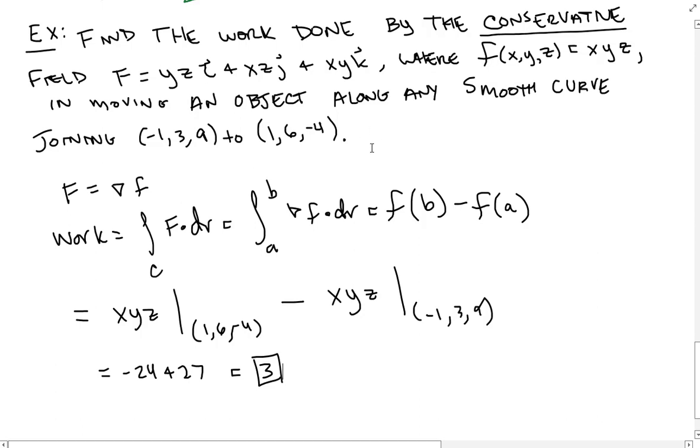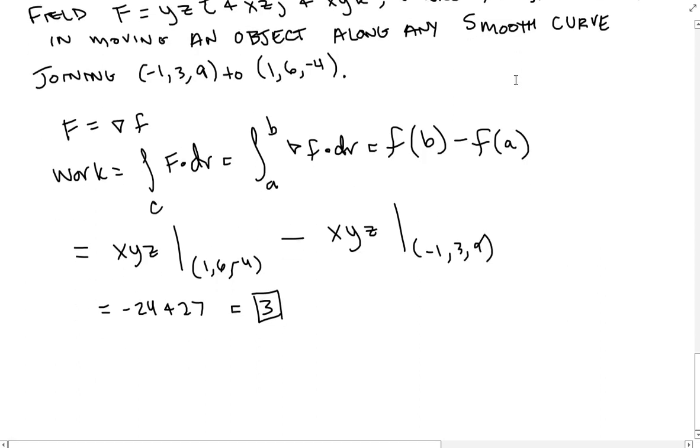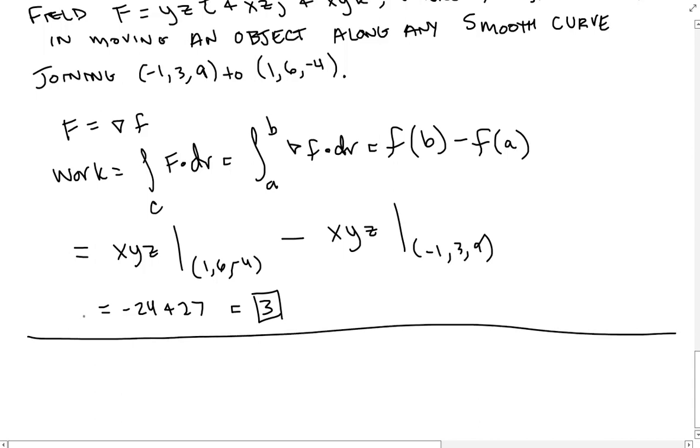We will do the ones that are a little bit trickier, where we have to find the potential function, in just a little while, and also check if a field is conservative. So that's where we're headed. But next, let me give you another useful theorem.